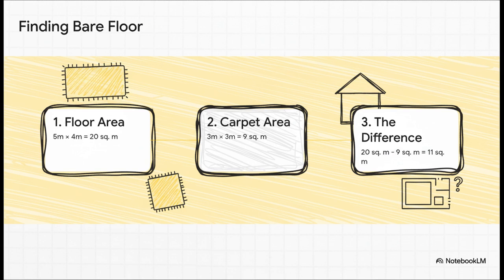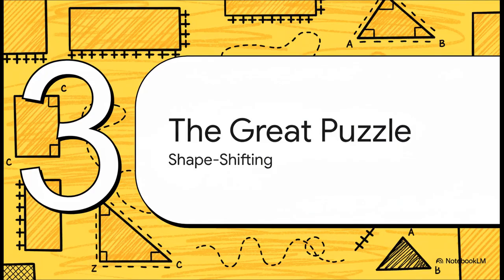First, we get the total floor area. 5 times 4 is 20 square meters. Next, we figure out the carpet's area. It's a 3x3 square, so that's 9 square meters. The last step, just subtract. 20 minus 9 leaves us with 11 square meters of bare floor. Easy peasy.